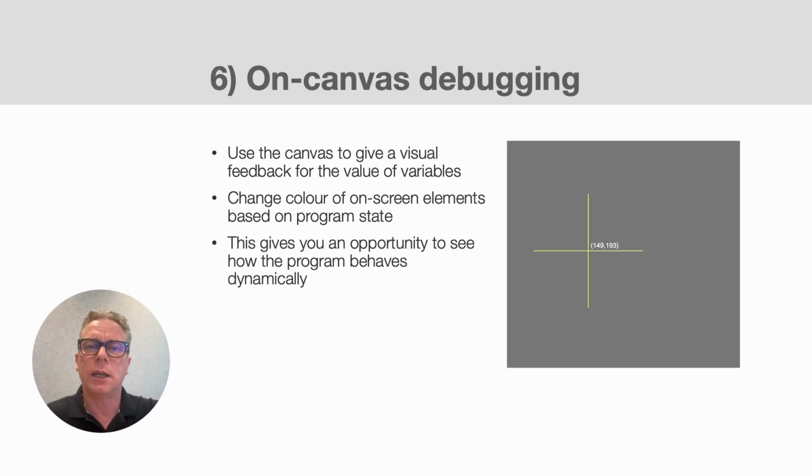Another useful technique in creative coding is what I call on-canvas debugging. So instead of printing information to the console, you can also display information visually on the canvas. So you might draw coordinates or bounding boxes or shapes that tell you something about how the code is working. And this can make it easier to understand what's happening visually in a graphics-based program.